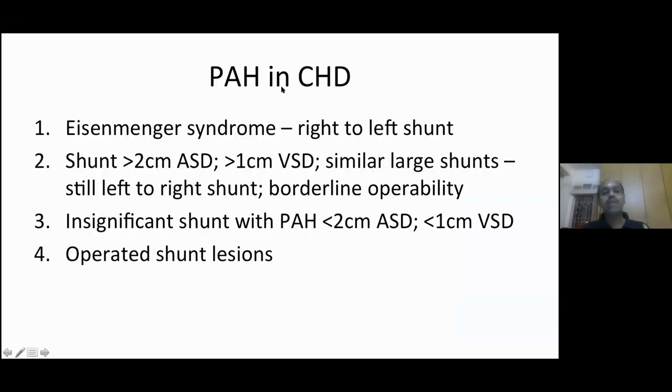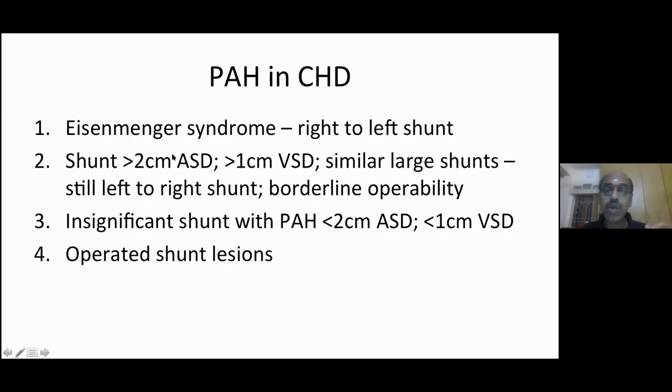Now coming to pulmonary arterial hypertension in congenital heart disease, we are going to be discussing this particular topic in detail at depth in the next session, wherein we are going to see oximetry calculations. However, just one slide about how pulmonary arterial hypertension is classified in congenital heart disease. We know that one extreme will be Eisenmenger syndrome, where already the shunt has reversed and there is a right-to-left shunt.